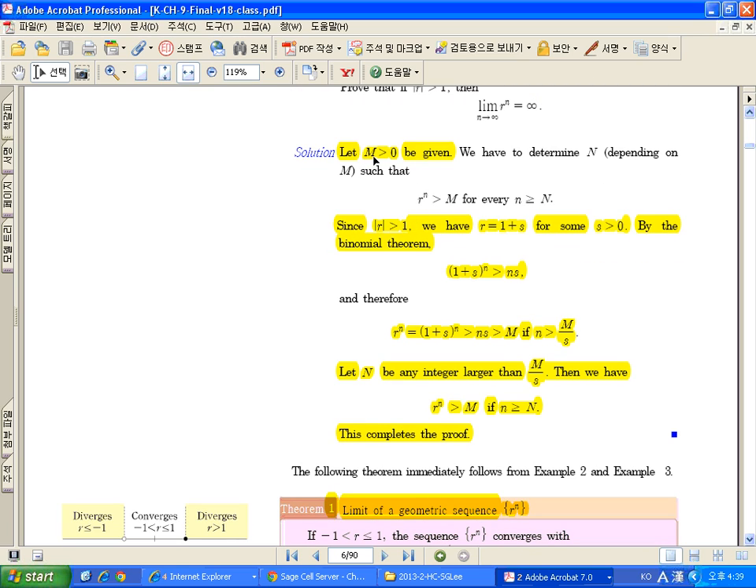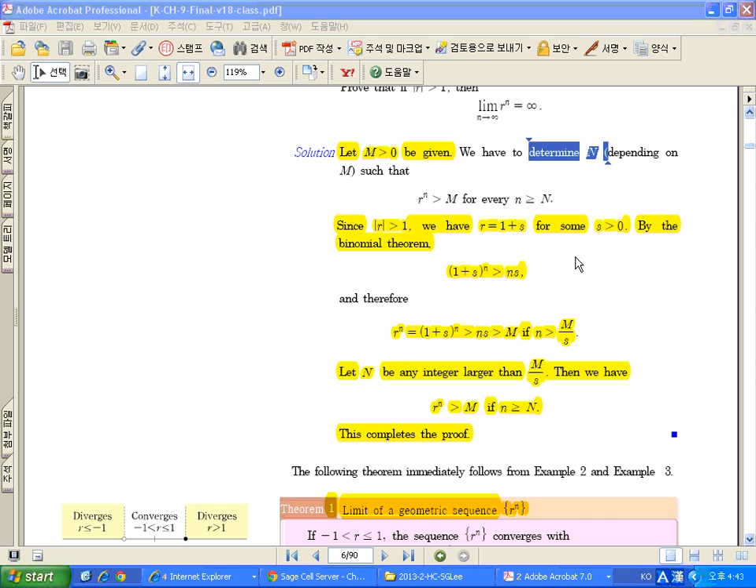Here the method is like this. Choose a positive number capital M, and then we have to determine the capital N such that r to the n is bigger than M for every n which is bigger than or equal to capital N. Anyway, for M, we need to determine capital N.